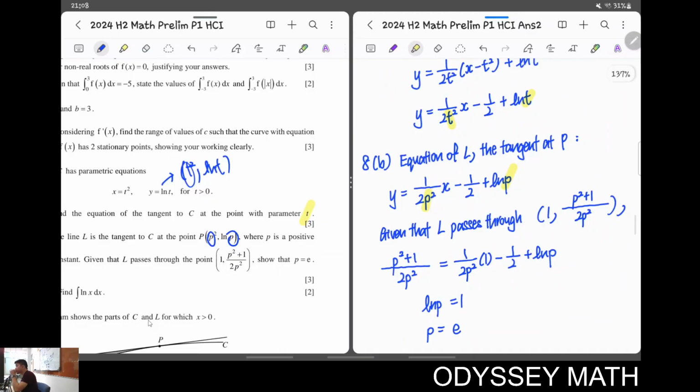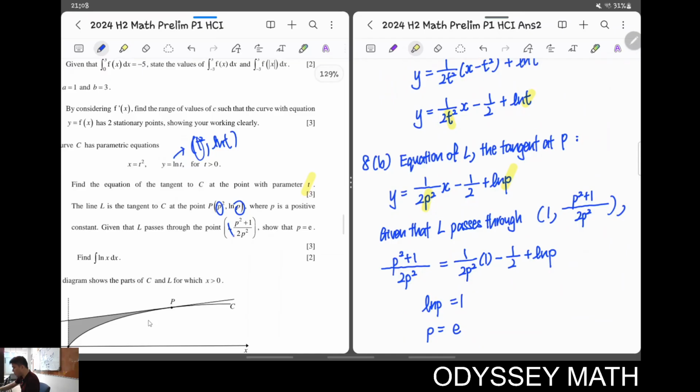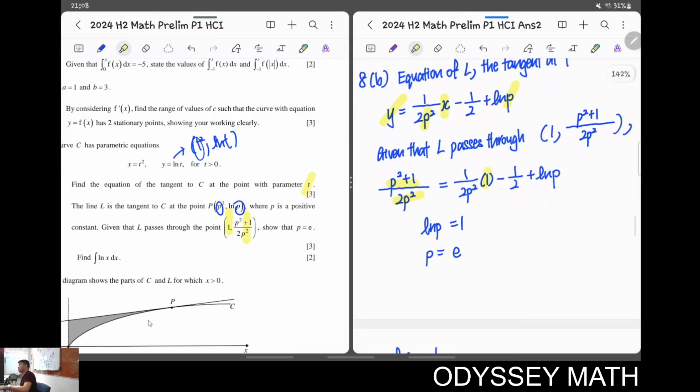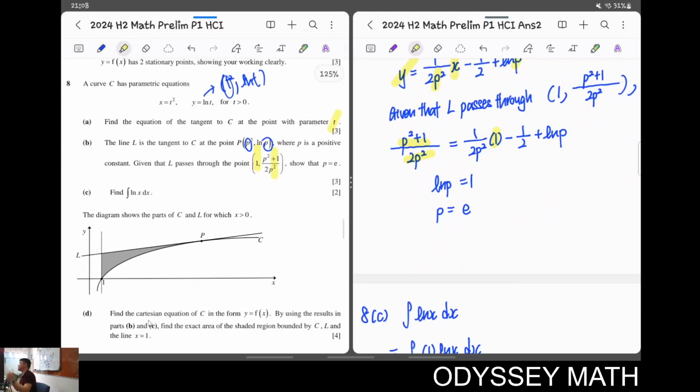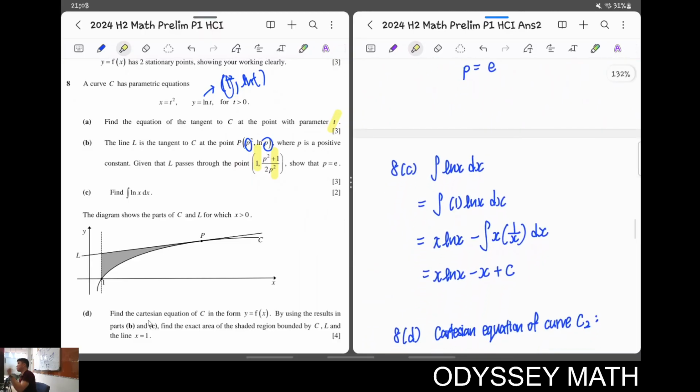Then now you need to solve for p. How? Given that the line L passes through this point, where x equals 1, they sub in 1, and y equals p squared plus 1 over 2p squared. Solve for ln p, p equals e. Done. Any question? Very simple. It's very fast, but it's just a refresher.